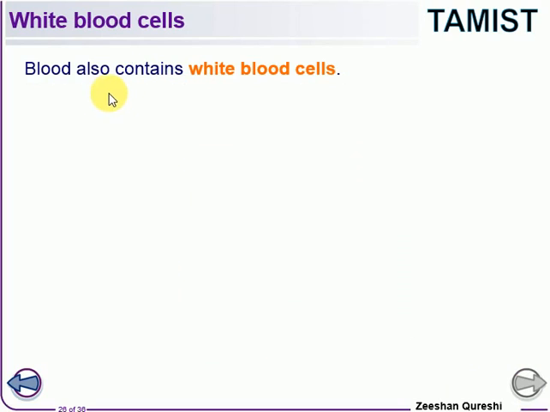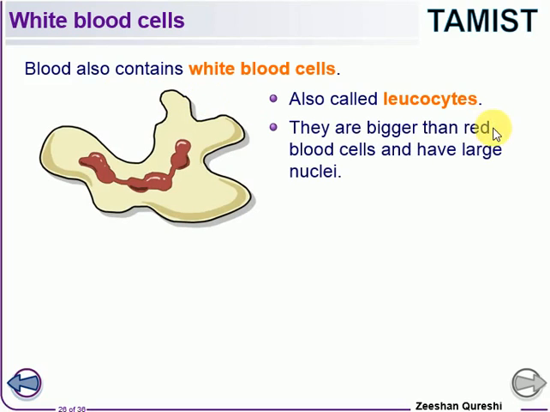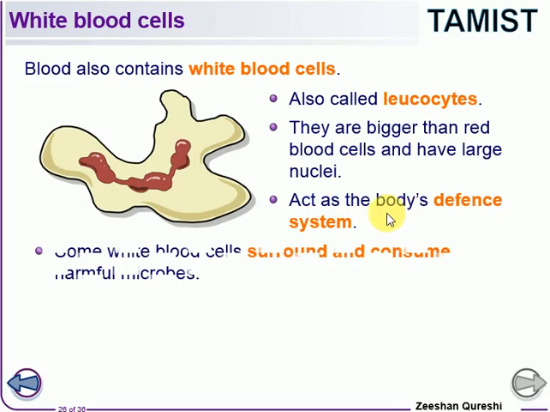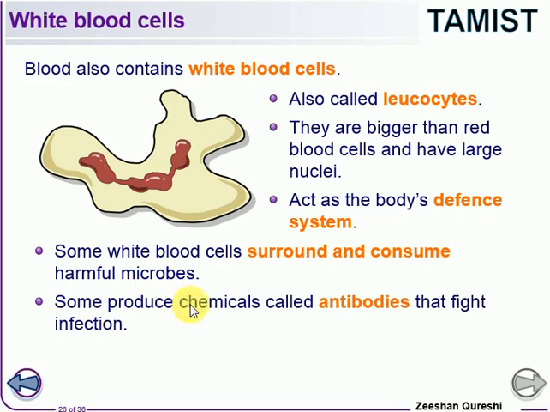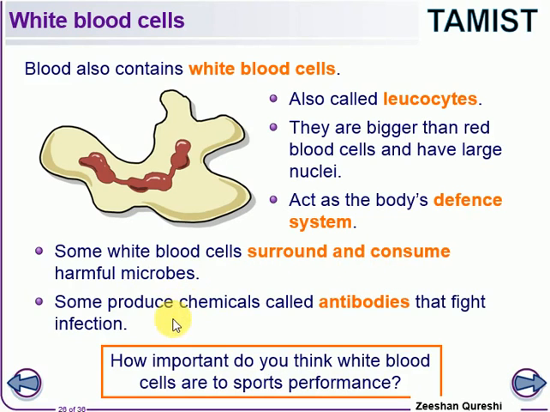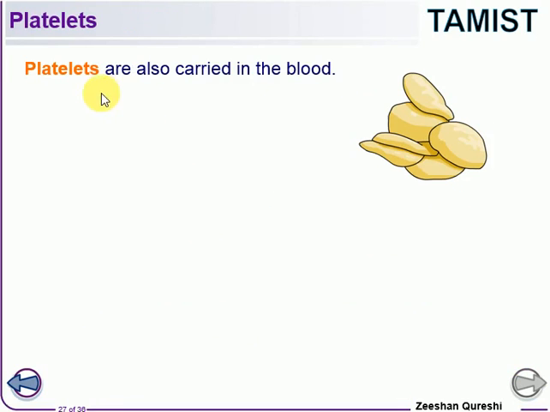The other cells which the blood contains are the WBCs, which are also known as leukocytes. They are bigger than the red blood corpuscles and have large nuclei. WBCs act as the body's defense system. Some white blood cells surround and consume harmful microbes. Some produce chemicals called antibodies that fight against infection. So how important do you think white blood corpuscles are to sports performance?